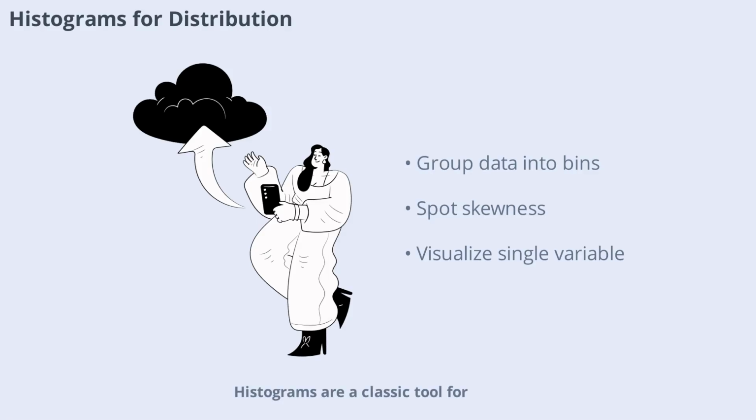Histograms are a classic tool for visualizing the distribution of a single variable. By grouping data into bins, you can see where most values fall and whether your data is skewed or symmetrical. Histograms make it easy to spot patterns and decide if you need to transform your data before analysis.